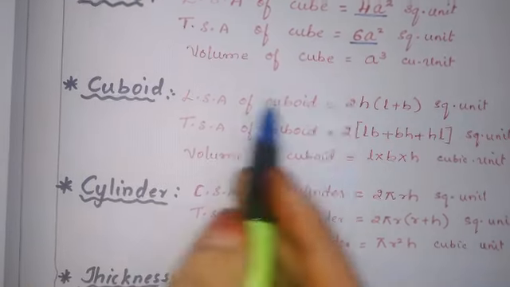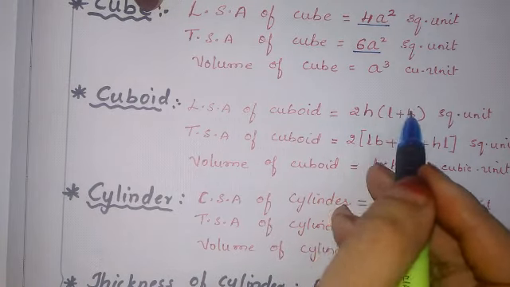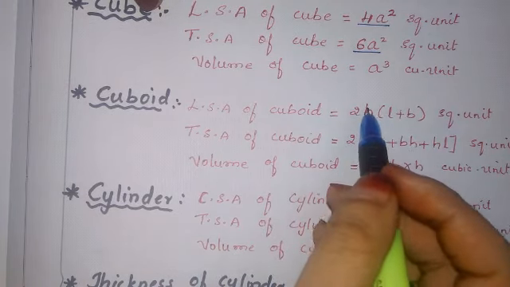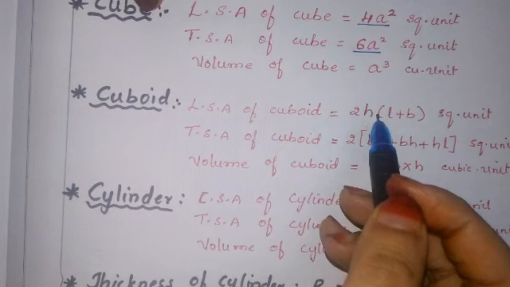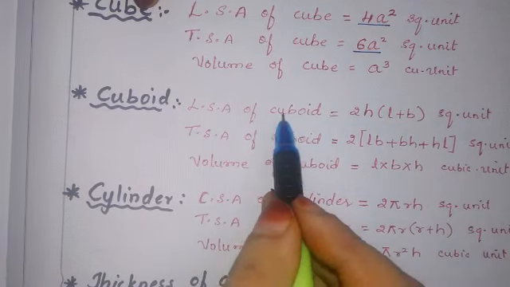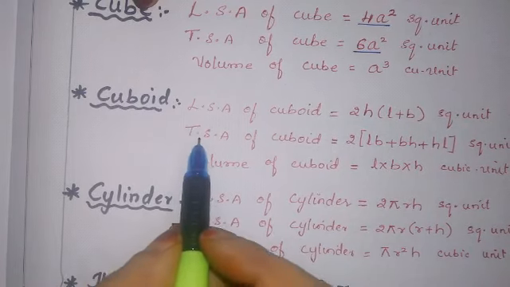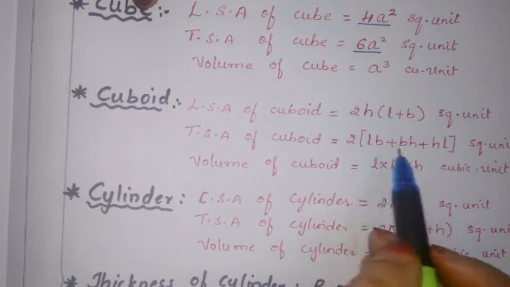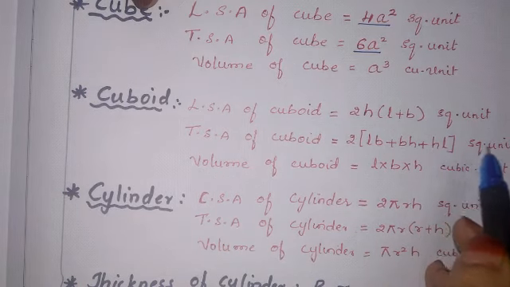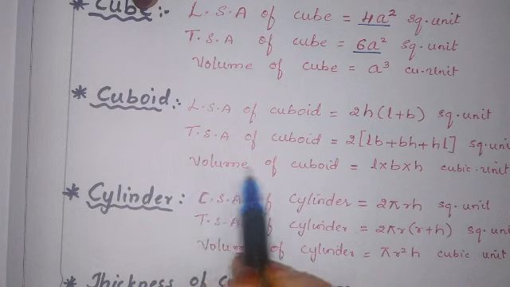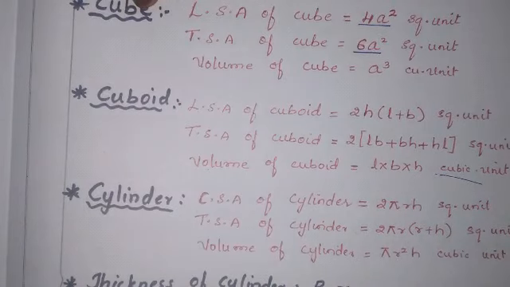Let us see now the cuboid. What is the formula for cuboid? Lateral surface area of cuboid is 2h(l + b). Why? Because in a cuboid, length, breadth and height will all be there, because it is a 3D solid. It is area, so square unit. Likewise, total surface area of cuboid is 2 into (length into breadth plus breadth into height plus height into length). It is area, so square unit. Likewise, volume of cuboid is length into breadth into height, in cubic unit.